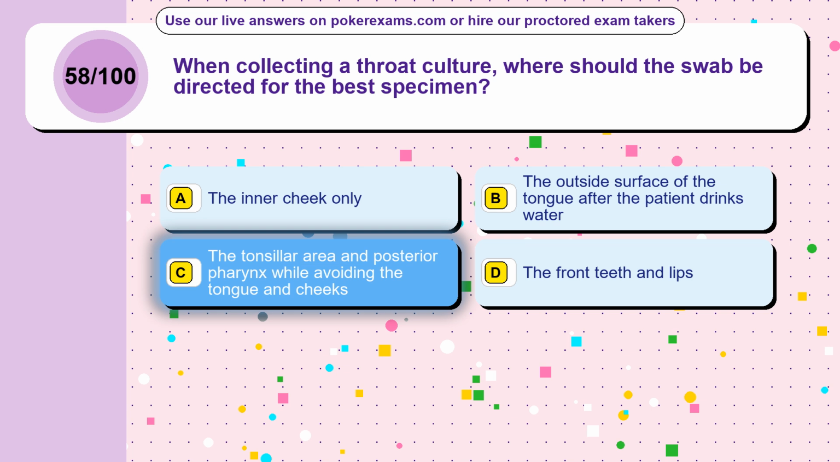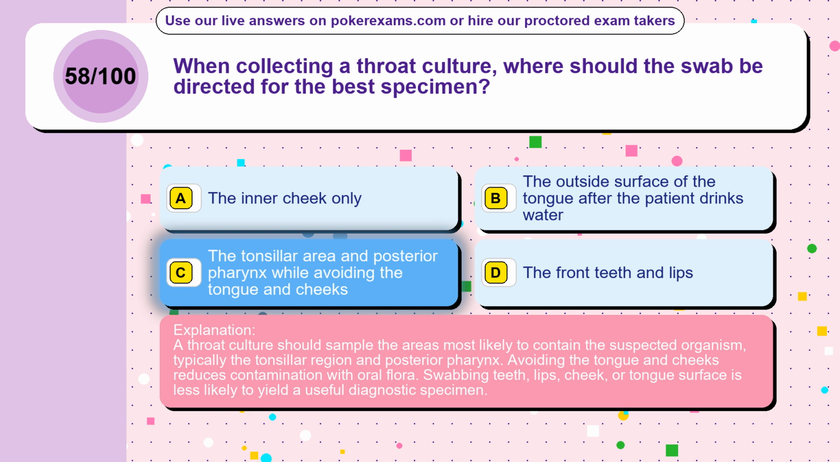The correct answer is option C. The tonsillar area and posterior pharynx while avoiding the tongue and cheeks. A throat culture should sample the areas most likely to contain the suspected organism, typically the tonsillar region and posterior pharynx. Avoiding the tongue and cheeks reduces contamination with oral flora. Swabbing teeth, lips, cheek, or tongue surface is less likely to yield a useful diagnostic specimen.